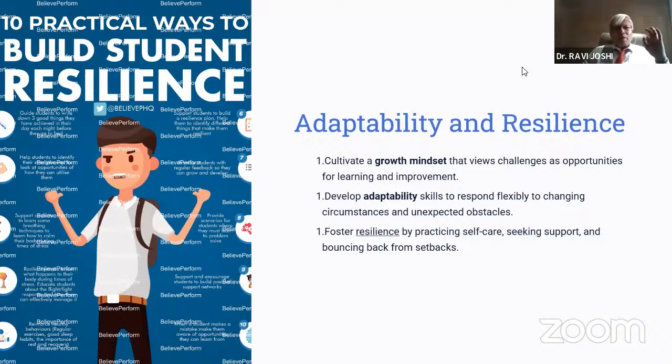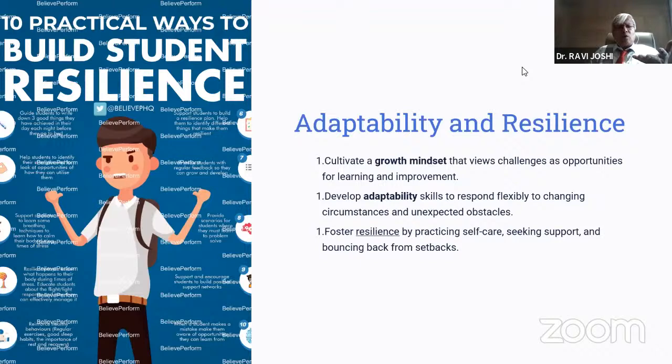So, reading between the lines, we have to cultivate a growth mindset among the students. It's higher education where we have to focus on personal development along with domain development. Develop adaptability skills to respond flexibly to changing circumstances and unexpected obstacles.